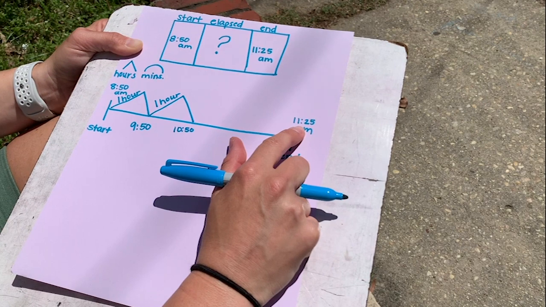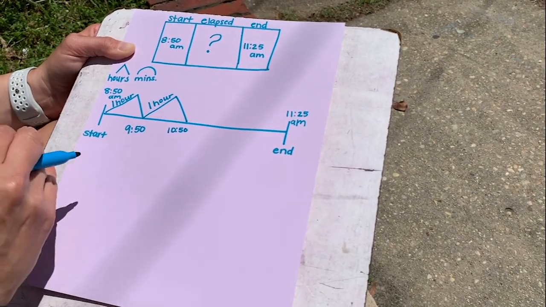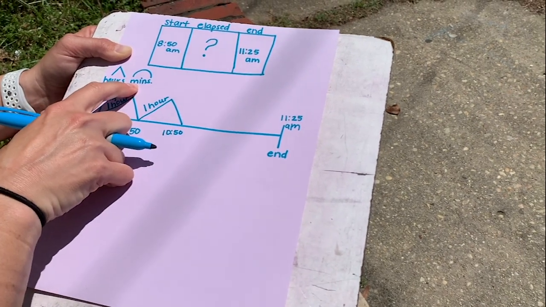my end time. A mistake I do not want to make is to go past my end time, because I'm just trying to figure out the amount of time that passed from the start until my end. So instead, I'm going to switch over to minutes.